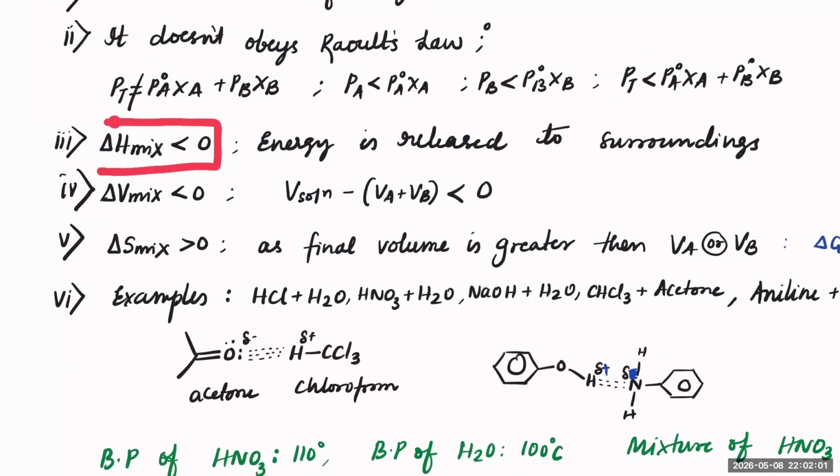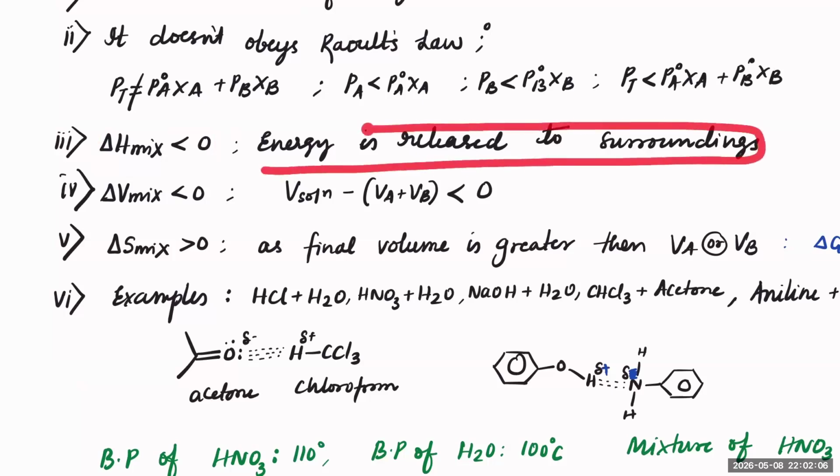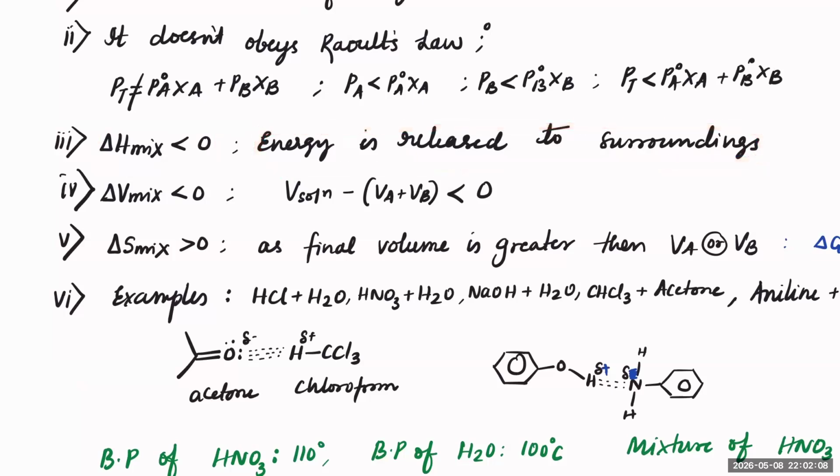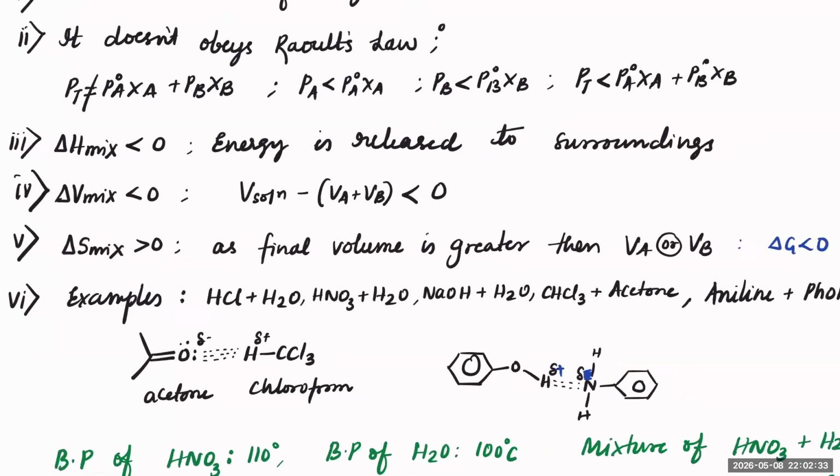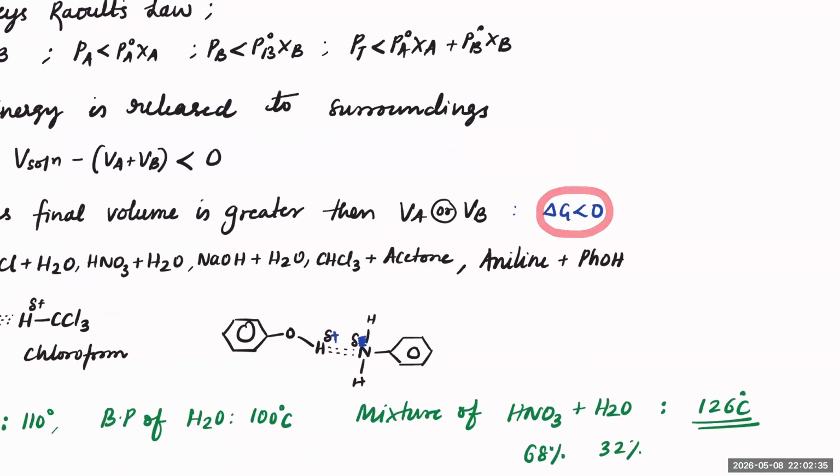Delta H of mixing will be less than 0, and energy is released to the surroundings in this case, because of strong interaction. And because of strong interactions, molecules will come closer and the delta V of mixing is less than 0. I told you that irrespective of whether it is positive or negative deviation, since you are overall increasing the volume for both the individual components, delta S of mixing is greater than 0, and delta G will be less than 0.